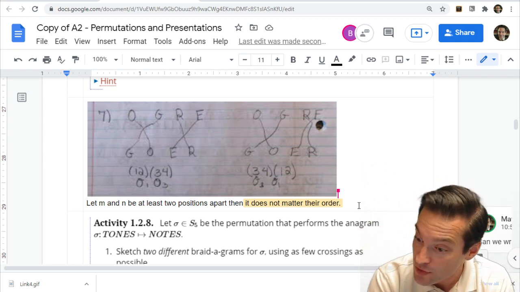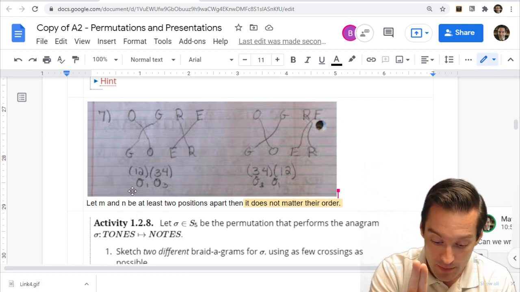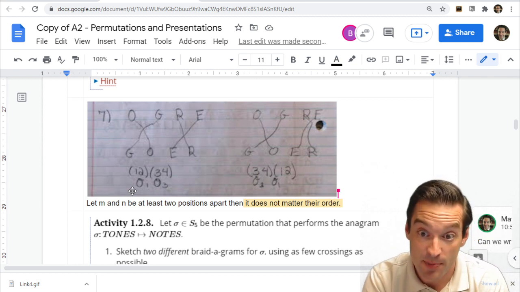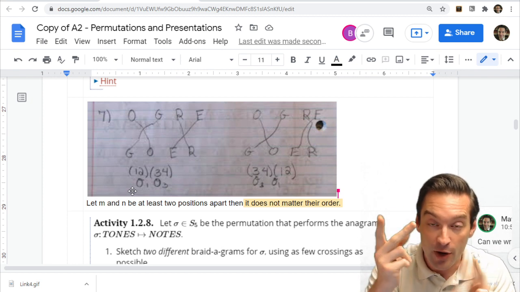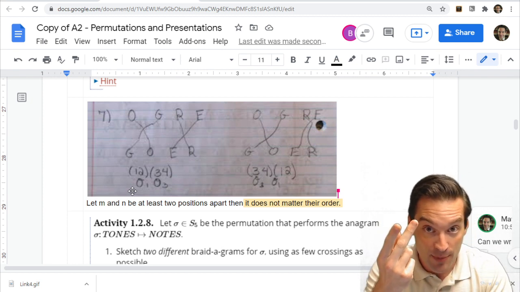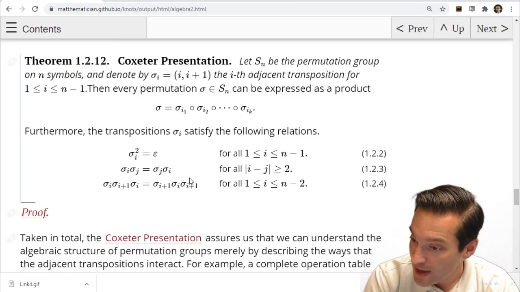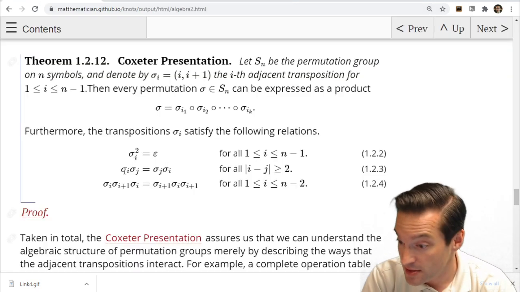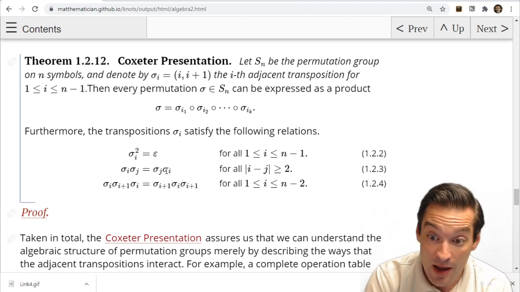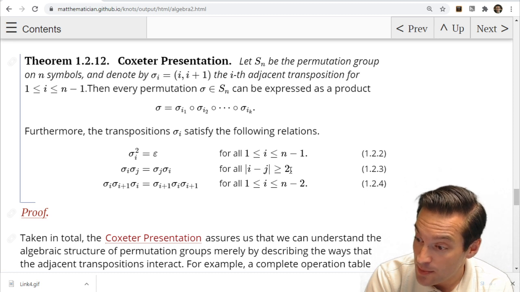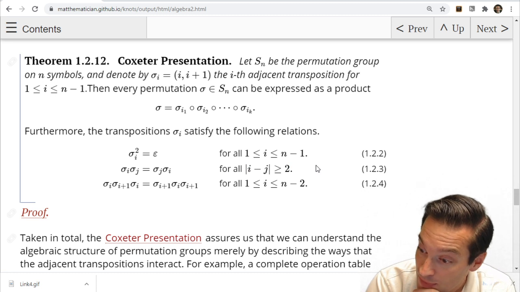And in order for that to be true, we need the m and the n, the indices of those transpositions, to be at least two positions apart. That way they're not grappling over the same strand, they're just doing their own thing to their own pairs of letters, and so it doesn't matter which one happens first and which one happens second. The result is always the same. That gives us the second relation in our Coxeter presentation, which says that the composition of sigma i with sigma j is the same as the composition of sigma j with sigma i, as long as i and j are separated by at least 2. So that's the work that this little inequality over here is doing. So that's the second relation.